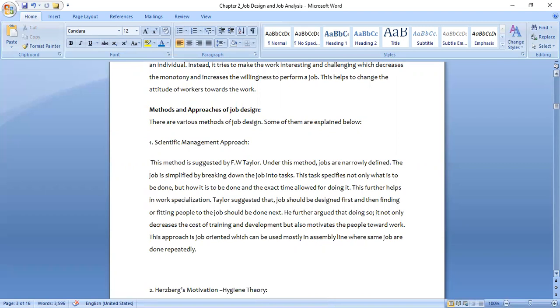So let us look at the methods and approaches of job design. We have a number of them. Some of them are explained as follows.